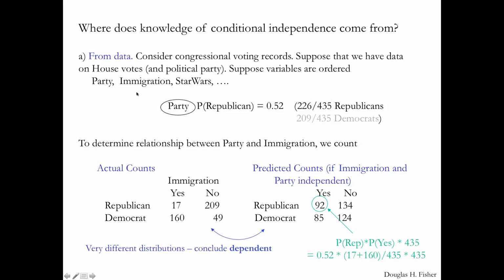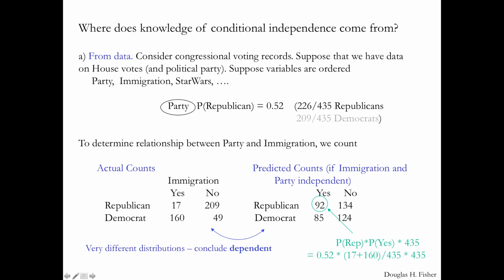But let's consider constructing a Bayesian network. And in this case, we actually have data available. We have data on the voting records for the various members of, in this case, the House of Representatives. If this is the ordering, I'm following this rule of going from the causal variables, and party is causal of the way people vote.